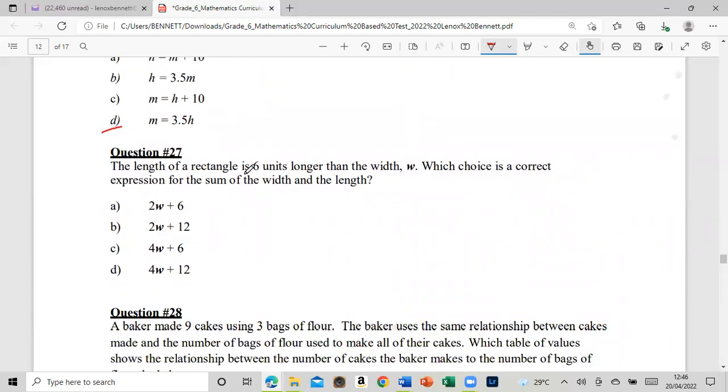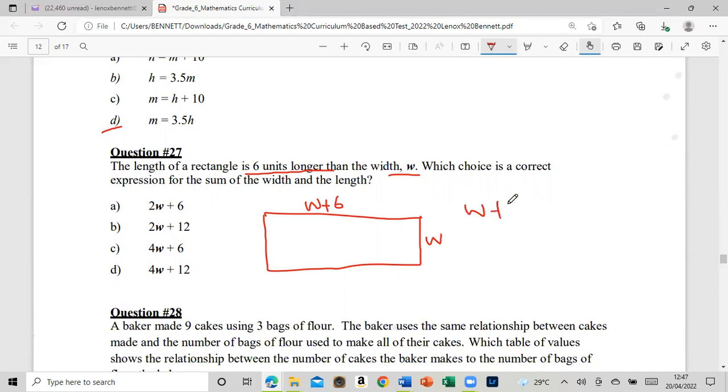All right, back to 27. Which choice is a correct expression for the sum of the width and the length? We could just draw it and see what they're trying to say. The length of the rectangle is 6 units longer than the width. So whatever the width is, the length is 6 units longer. So the sum would be the width plus the width plus 6. So that would be A.